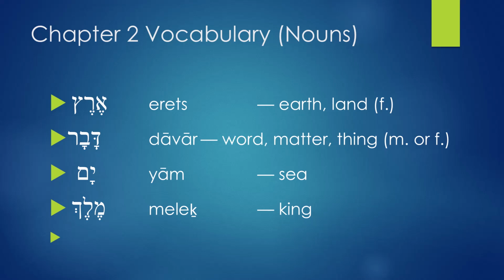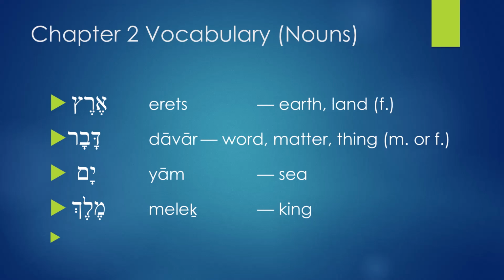Next word you have davar. Again, it's not dabar, it's davar. Why? Because that bet is not a B sound, but a V sound. It's not having the dagesh. So you have davar, and davar means word. Other times it means matter or thing, but mostly it means word.